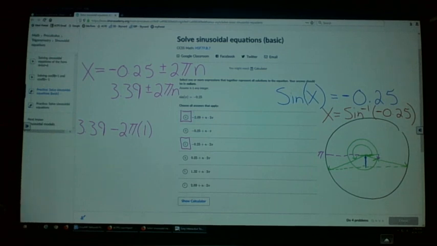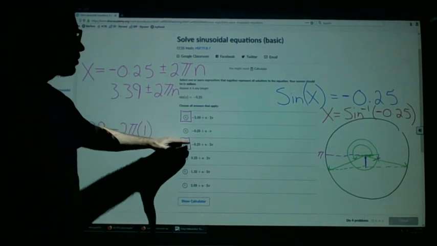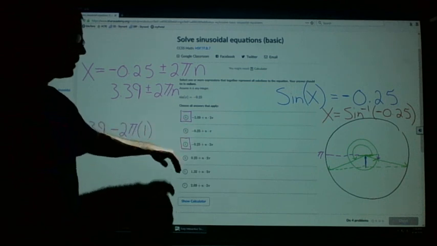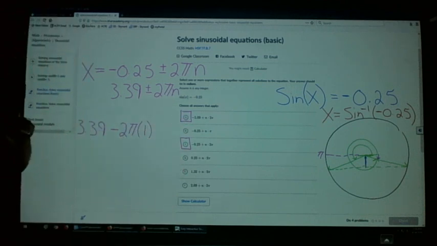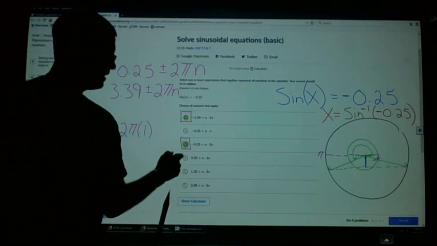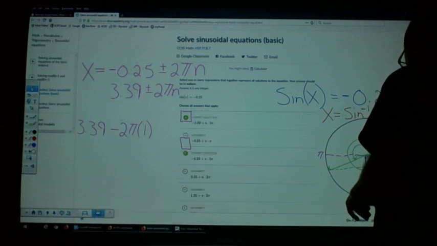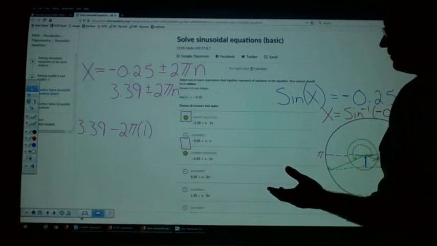And those are the only ones that satisfy this equation. And I found them by taking the general solution and just kind of working my way through, step by step by step. So those are the ones I'm going to select. We're going to select A and C. And check those. And we got it right.